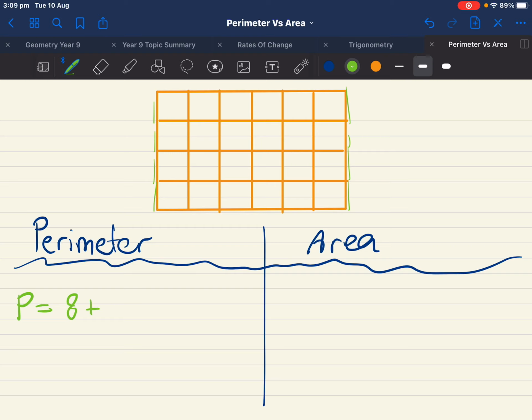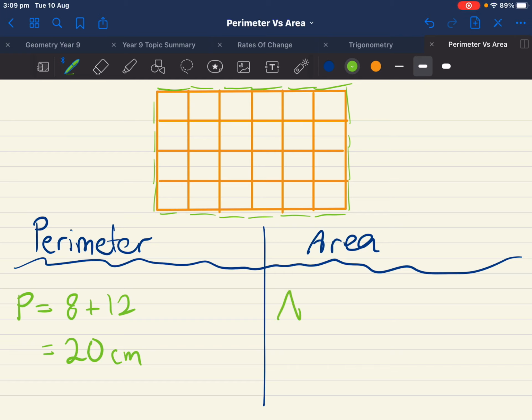And now let's look at the top and bottom sides. What's the distance across the top? 1, 2, 3, 4, 5, 6. And then across the bottom will also be another lot of 6. So 6 and 6, that makes 12. So in this particular case, our total perimeter, the total distance around the outside, would be 20 centimeters.